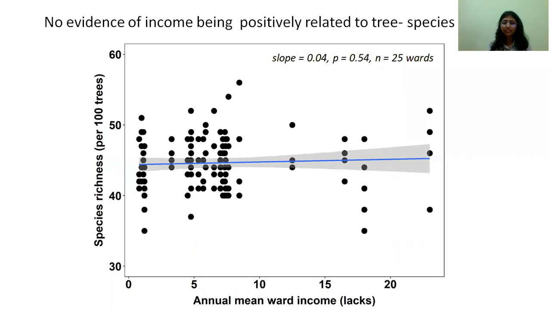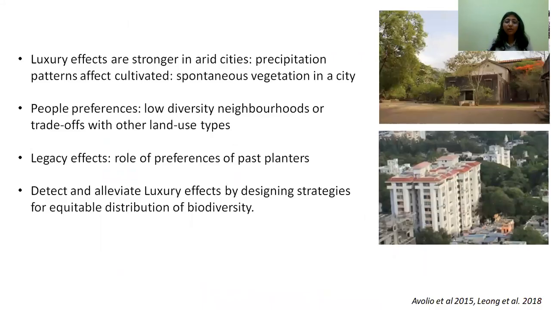Some of the reasons for the pattern we observed are: studies have shown that luxury effects are stronger in arid cities. In contrast, Pune city, with annual precipitation of 740 millimeters, is a mesic city, and water is not the limiting resource in this case. So it supports even spontaneous vegetation, which might lead to diminishing of the luxury effect.